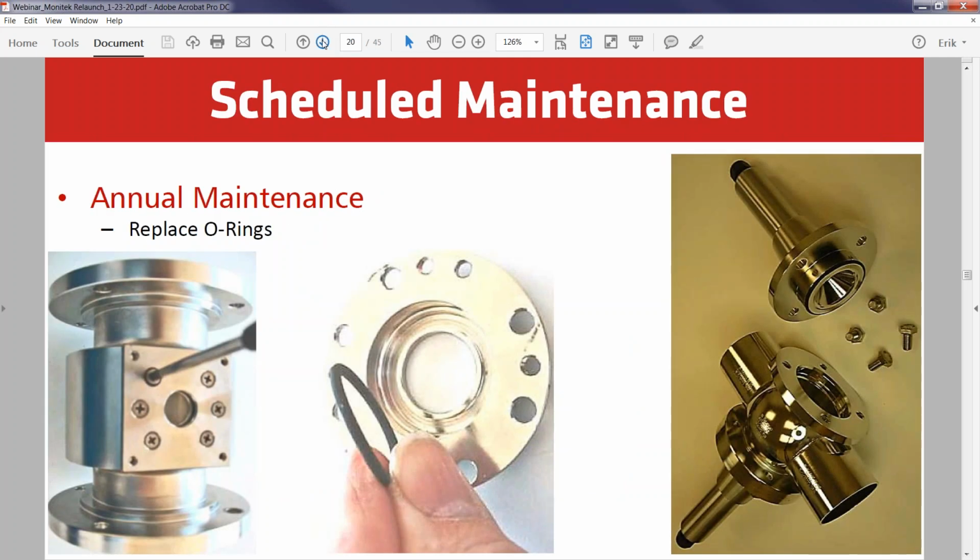This just shows how easy it is for the maintenance. It's typically 6 screws to take the retaining plate off, to get to the O-rings and get to the window. All field replaceable, not a problem.